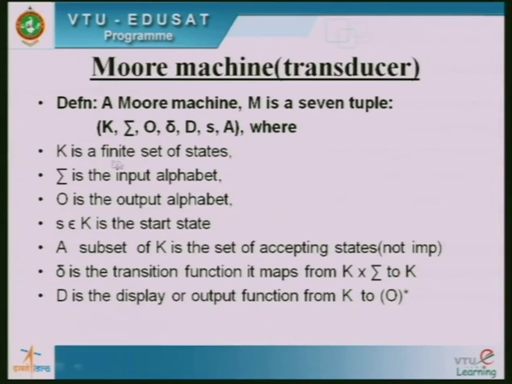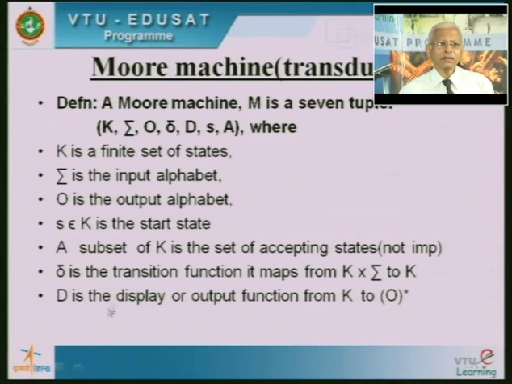As you know, K is a finite set of states, sigma is the alphabet set. Then we have O, the output alphabet, delta is the transition function, D is the display or output function, then S is the start state, and A is a subset of K, the set of accepting states.